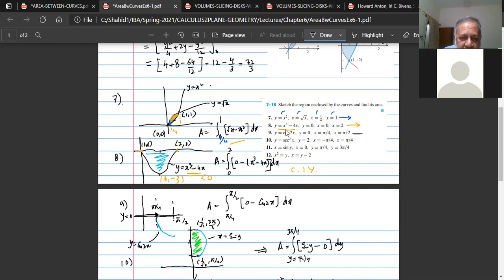Now, if I consider x equal to pi by 4, what will be the value of the function? Cos 2 into pi by 4 is cos pi by 2, which is 0. What will be the value of this function at x equal to pi by 2? 2 into pi by 2 is cos pi. Cos pi is -1. So that is why I've made the graph like this. So the region enclosed by these conditions, curve, straight line, straight line, straight line, is this region. So upper function is 0, lower function is cos 2x.